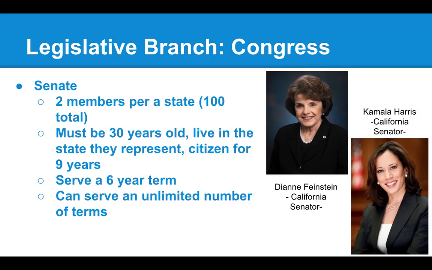They serve a 6-year term, but they can also serve an unlimited number of terms, so you can keep re-electing them many times, right? Dianne Feinstein has been our senator for a long time. A long time. I can't even tell you how long. And before that, she worked in the California state government as well. Actually, she witnessed a murder in our state government. But that's a story for another day. And our other senator, our newest senator, is Kamala Harris. So both of these ladies represent California in the Senate, right? So each state has their own senators. These are our senators.